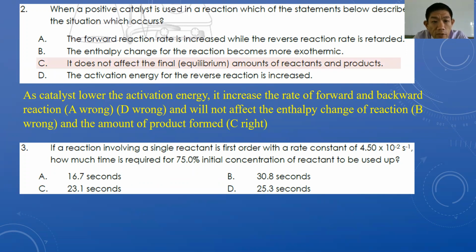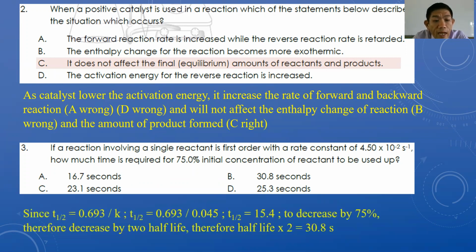So the best answer in here is C. Number 3, if a reaction involving a single reactant is first order with the rate constant 4.5 times 10 power negative 2 second minus 1, how much time is required for 75% of the initial concentration of the reactant to be used up? So in here, you can use the half-life equation.